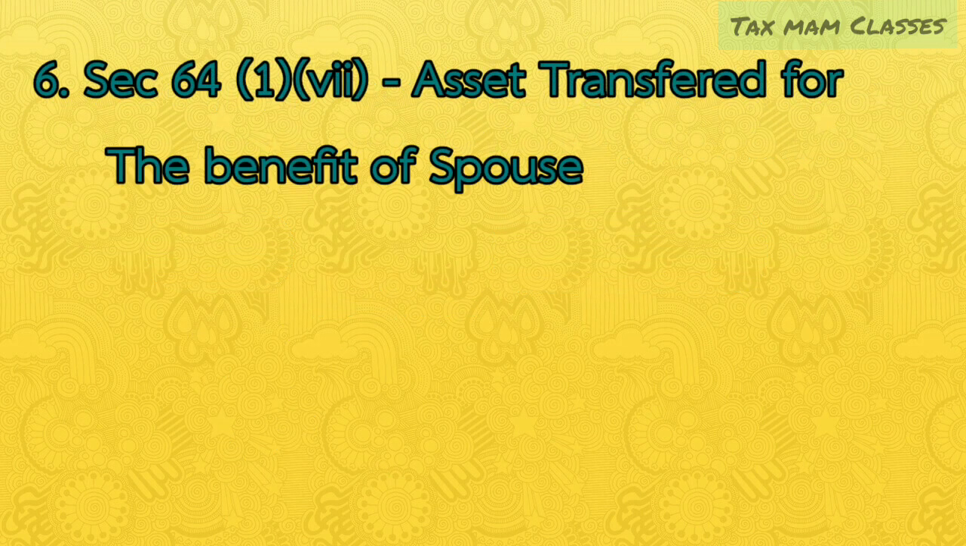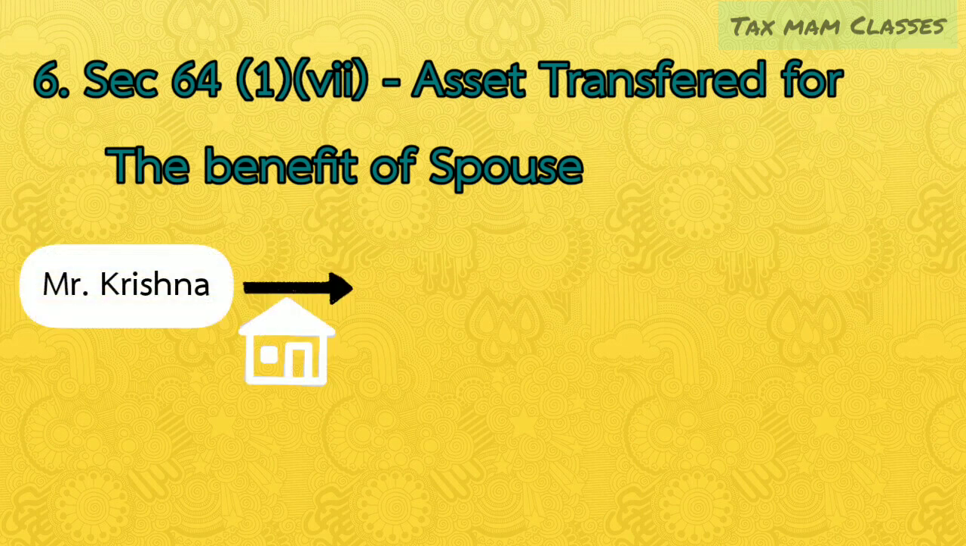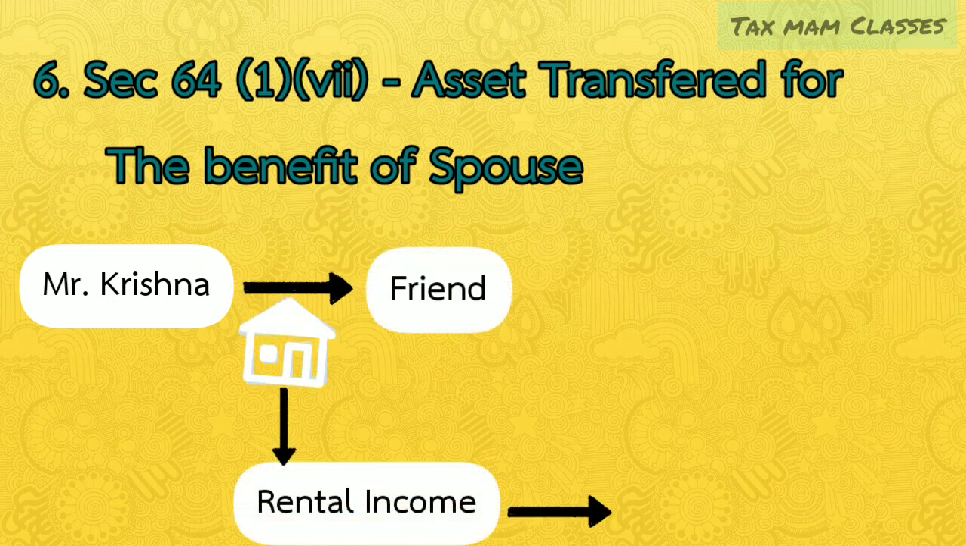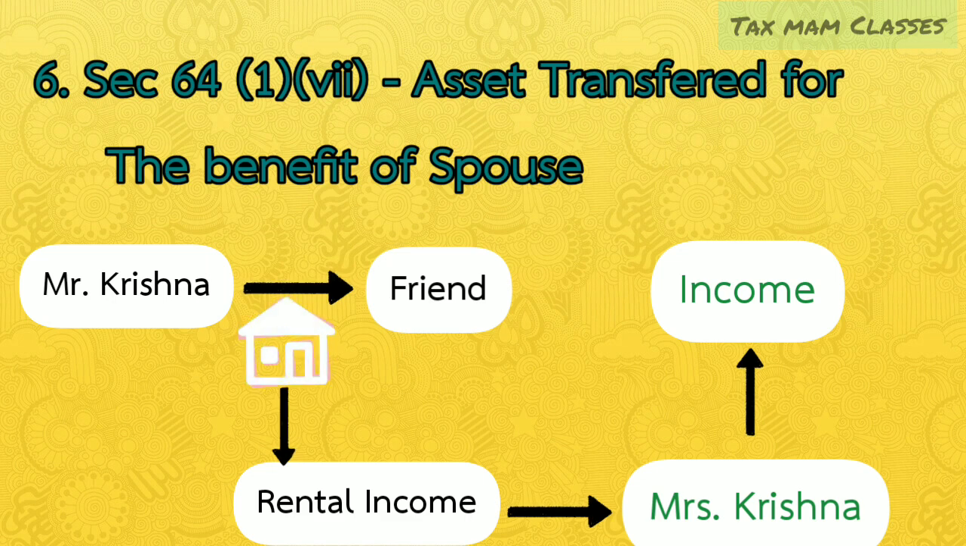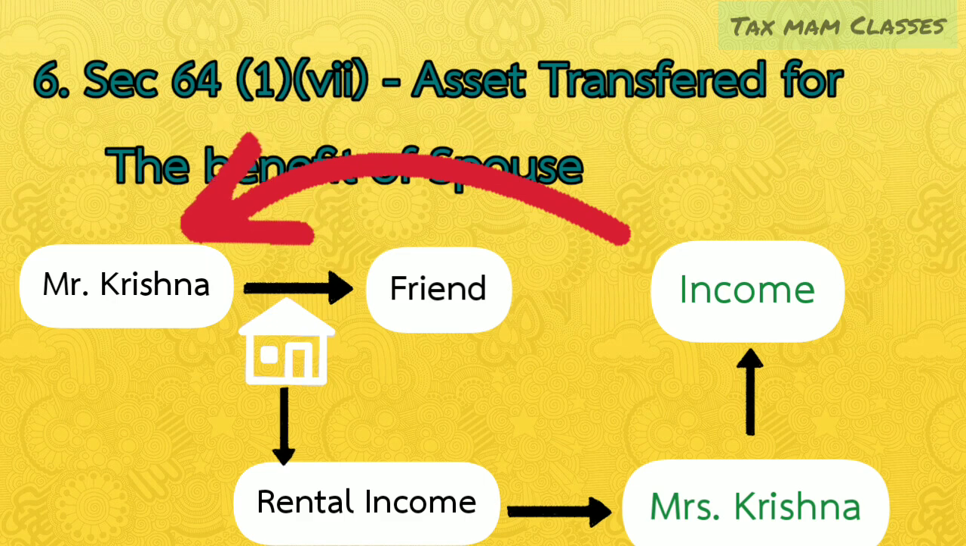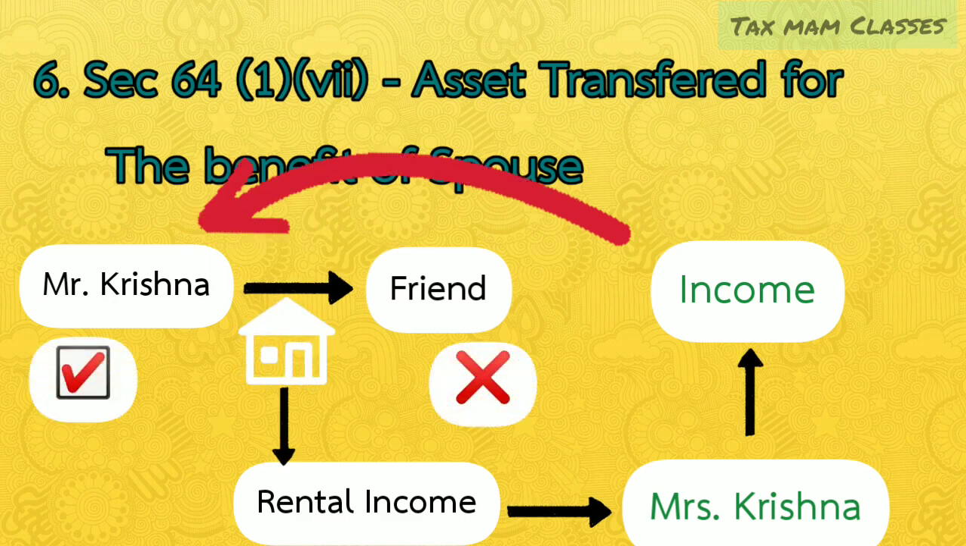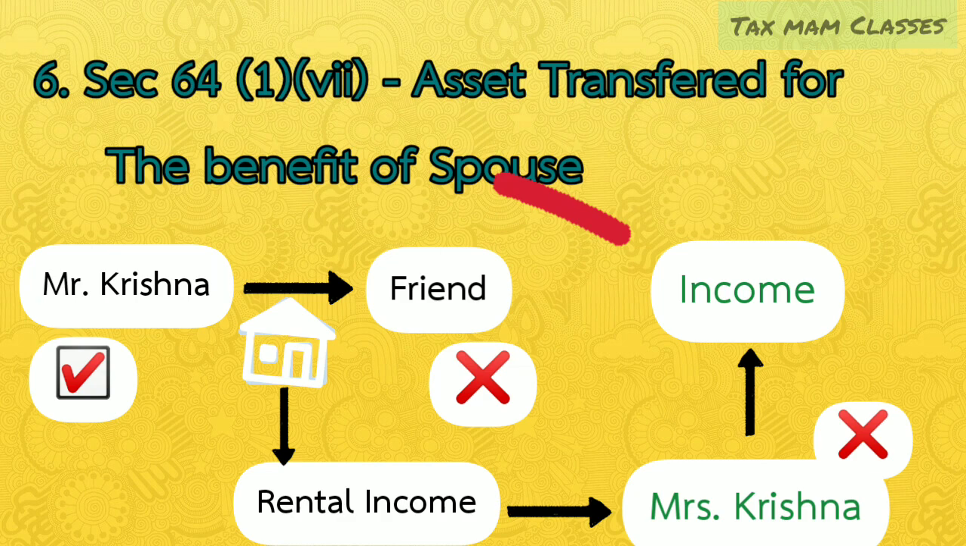Sixth provision, section 64 subsection 1 subclause 7 where asset is transferred for the benefit of a spouse. Let me explain this with an example. Let's take Mr. Krishna is transferring a house to his friend, stating that the rental income should be used for the benefit of Krishna's wife. So now whatever income his friend is receiving will be given to Mr. Krishna's wife, but all the income received will be taxable in the hands of Mr. Krishna only, but not in the hands of his friend or his wife.